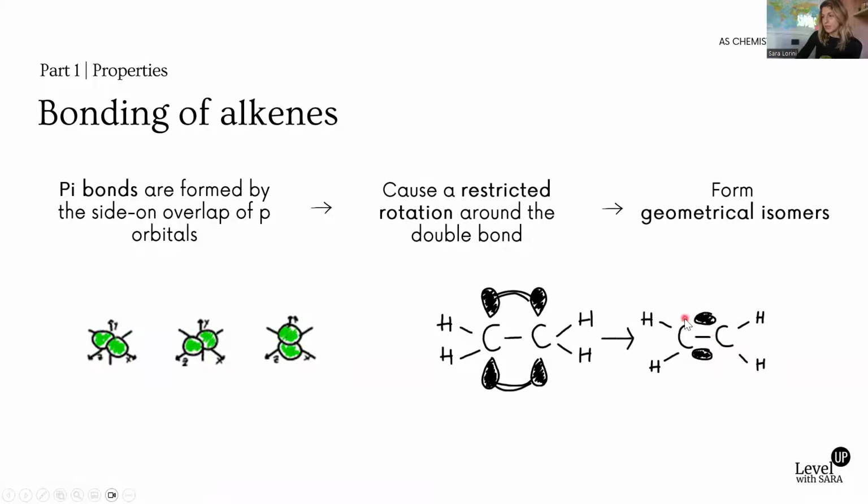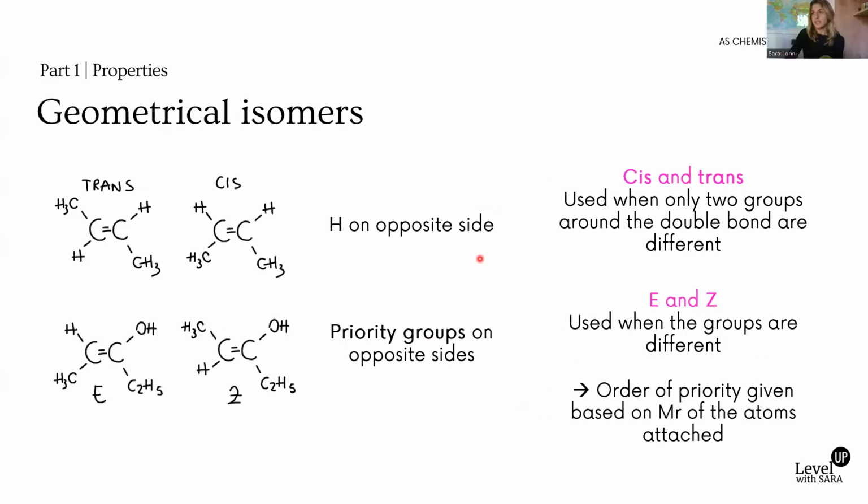Above and below. Now, the consequence of this is a restricted rotation around the double bond. Again, the keyword to explain the formation of geometrical isomers. So if you're asked to explain how geometrical isomers form, this is what the mark scheme wants you to say. Now, geometrical isomers, there are two different notations, cis and trans and E and Z, and sometimes it's not clear when to use them, but this is how we can simplify it.